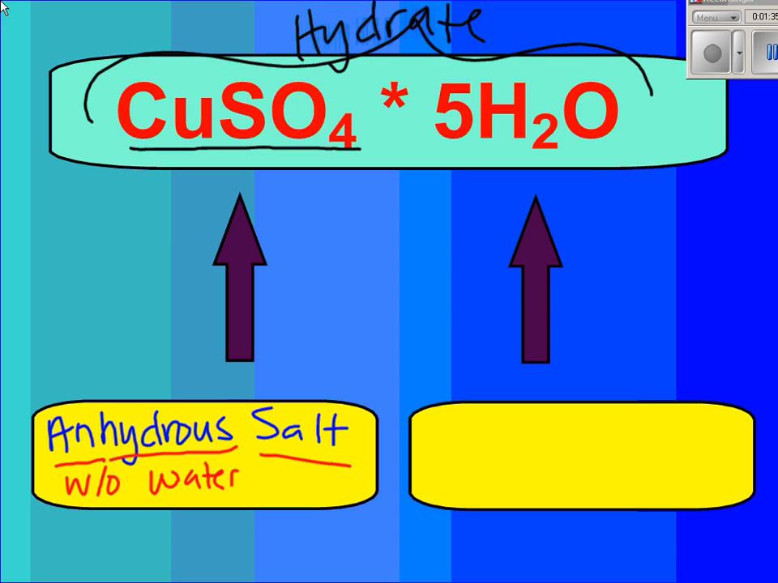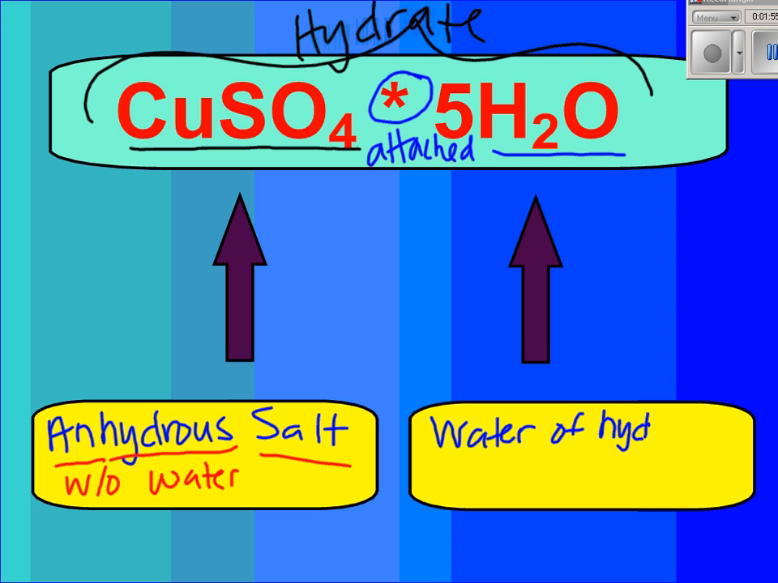Now, the asterisk does not mean multiply, but simply means attached. This is not just a regular ionic compound, there is something attached to it. And specifically, it's water. This part has an actual name to it. We don't just call it water, but we call it water of hydration. The reason we call it water of hydration and not just water is we want to be clear that this water part is in fact hydrating the ionic compound.